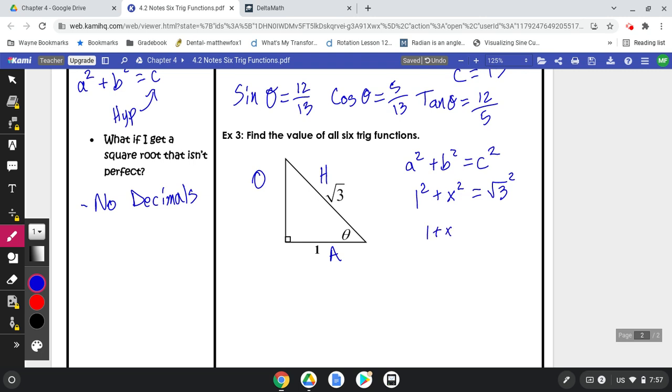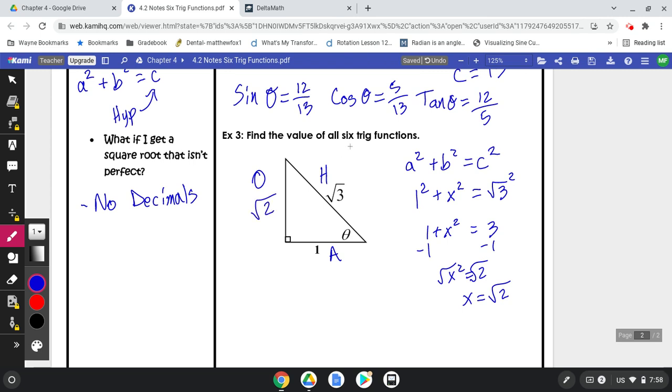So 1 squared is 1. 1 plus x squared equals, now the square root of 3 squared, be careful. The square root of 3 times the square root of 3 actually is just 3. At this point, we'd subtract 1. X squared will equal 2. We'll take the square root. X will equal just the square root of 2. That's not a perfect square, so we have to leave it as such.